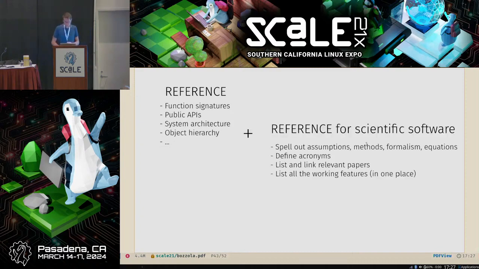For scientific software, there is: okay, what assumptions are we using? What methods are we using? What is the formulation, the formalism? What equations are we solving? What's the meaning of the acronyms that I'm using everywhere? This is where I'm going to define them, so everyone can find them. This is where I'm going to share the hidden knowledge. This is where I provide all the information that doesn't come with the paper, with the code.